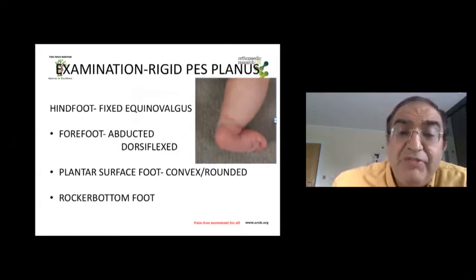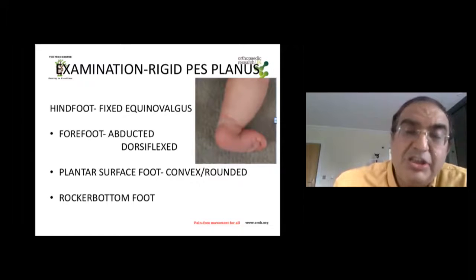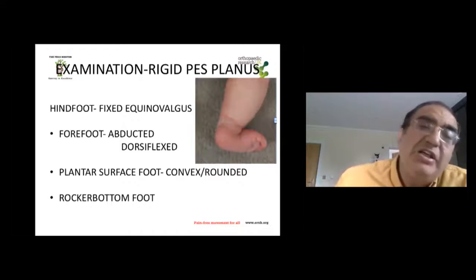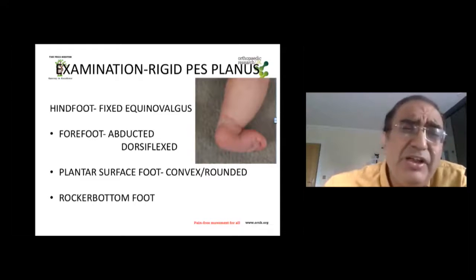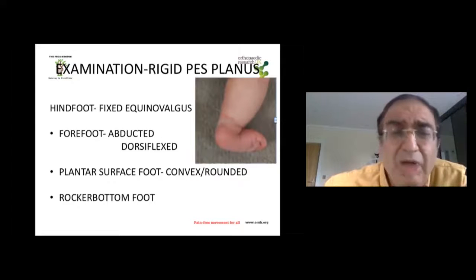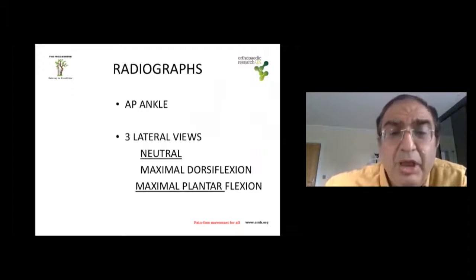So the hind foot is in fixed equinovalgus, the forefoot is in abduction and dorsiflexion, and the plantar surface of the foot is convex. And that's why it's called a rocker bottom foot. So it's very, very important to identify this at birth or very early in life, because this needs immediate treatment.